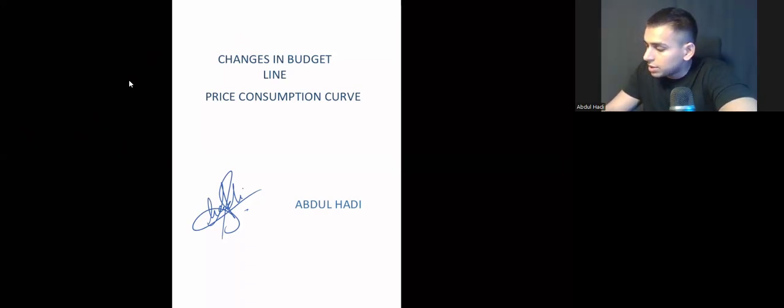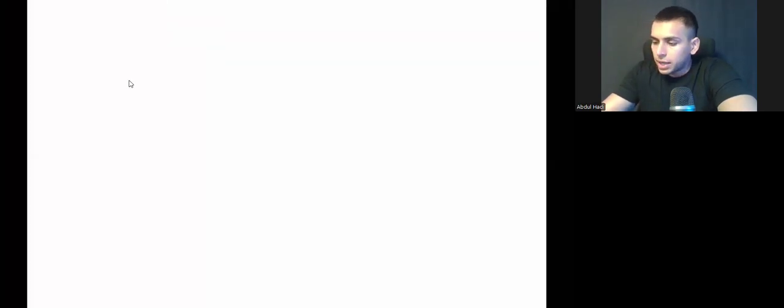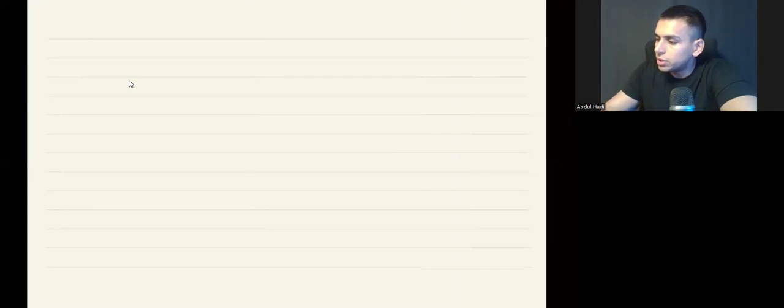Now what you need to understand is that price consumption curve is not something that you will draw in your P4 exam. We are learning price consumption curve and another concept known as income consumption curve to reach a final diagram of income and substitution effect. So this diagram and the next one that we will learn, you will not draw in your P4 exam. Now coming towards price consumption curve.